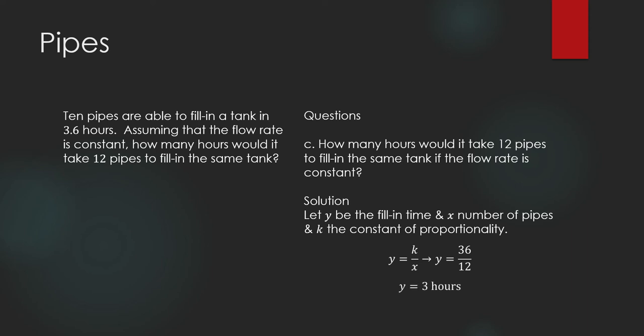So does the result jibe with our expectation? We expect a shorter fill-in time because we have more pipes that are working to fill up this tank. Earlier, we only had 10 pipes, and it took 10 pipes 3.6 hours to fill up the tank. So when you have 12 pipes working on this tank, we expect to see a shorter fill-in time. And that is what we are seeing here. From 3.6 hours, it is now only 3 hours.